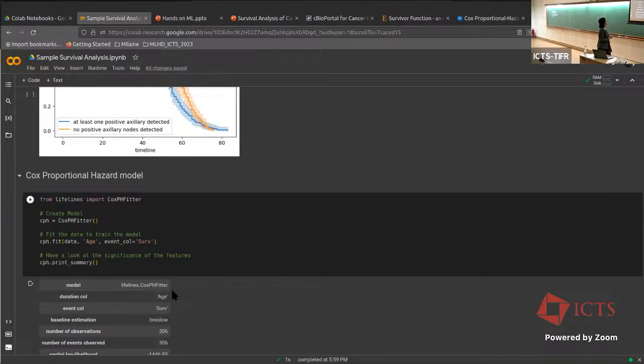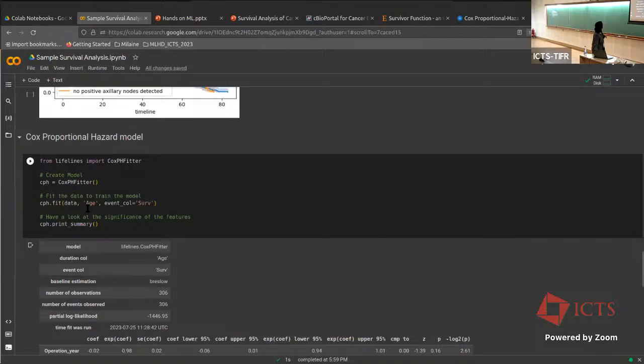So I'm going to use a CoxPHFitter, and I'm going to import that from the Lifelines library. I'm going to create that. And then I'm going to have my data. And I'll say that time is age. So this one is for time, for the time feature, the T. And for the event, I'm just going to say the event is survived.